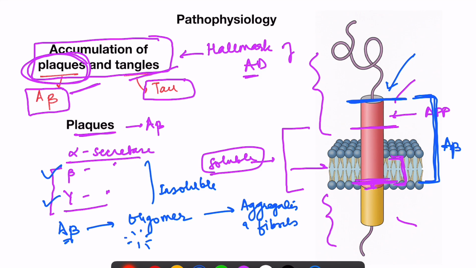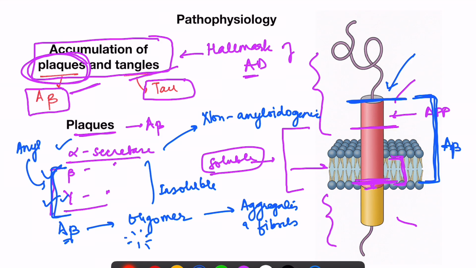Okay. By the way, the breaking down of this APP protein by alpha secretase and gamma secretase, that is known as the non-amyloidogenic pathway. While when beta secretase and gamma secretase are involved, that is known as the amyloidogenic pathway. Amyloid protein is being produced, that is the A beta component. So that is why it is known as amyloidogenic pathway.